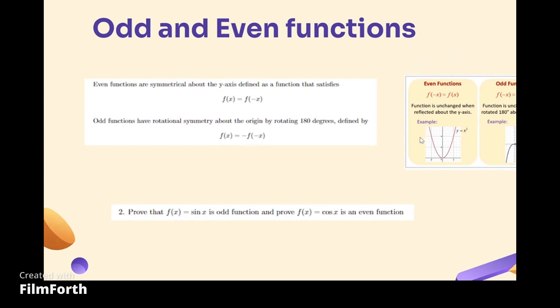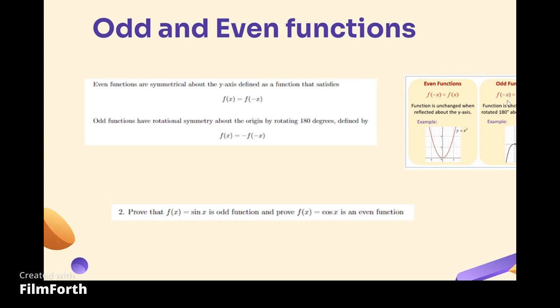So if we think about it a little bit more visually, there's a little picture on the right-hand side, and we can see that y equals x squared is going to be an even function because it's symmetrical about the y-axis. And if you plug negative x into y equals x squared, you get x squared, right? And that's the same as if you put x in, you also get x squared. So that's an even function.